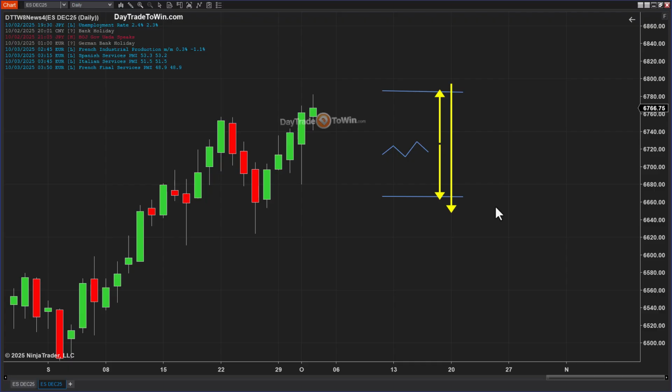The volatility is off the charts, and that's a problem, especially if you're using a stop order, which is an order that converts into a market, right? A stop order converts into a market order. So that is a problem that could happen.